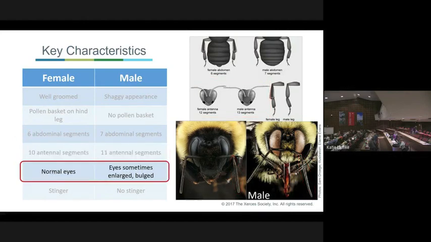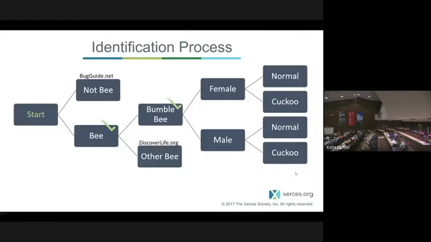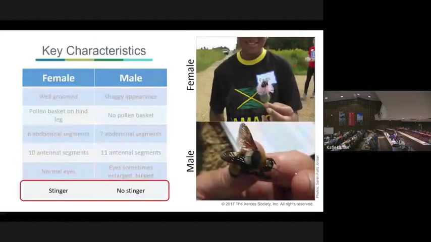Males sometimes can also have bulgy eyes. So when we look at these two, we can see the females here are just normal and set right in her face, and the male is a little bit more bug-eyed. And then lastly is the stinger.